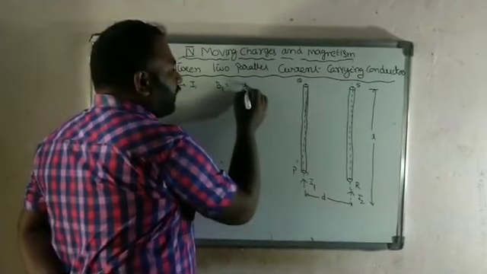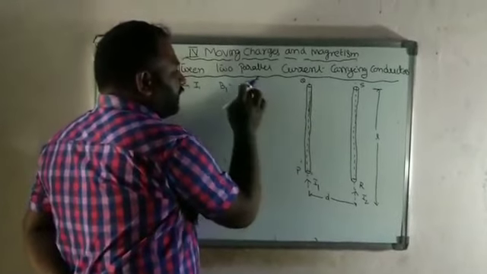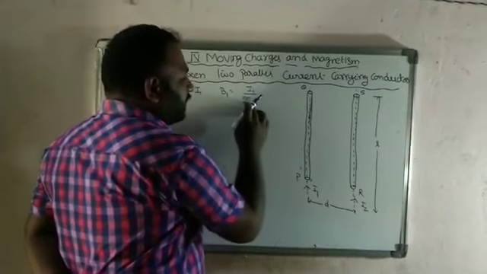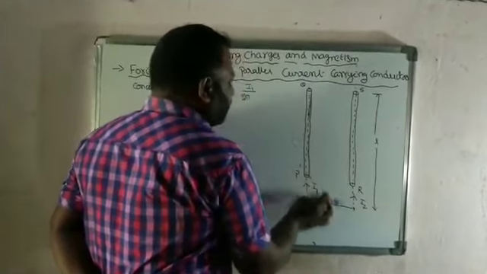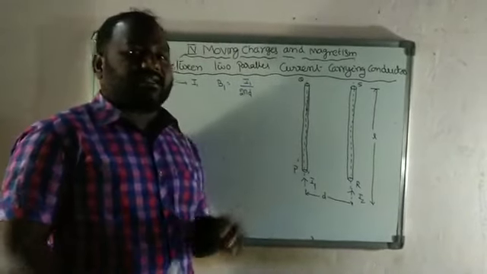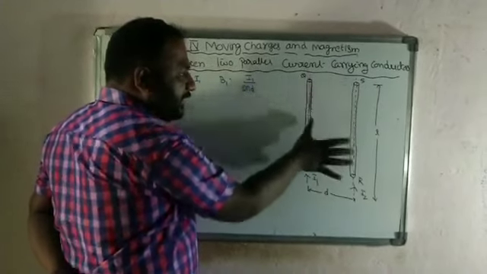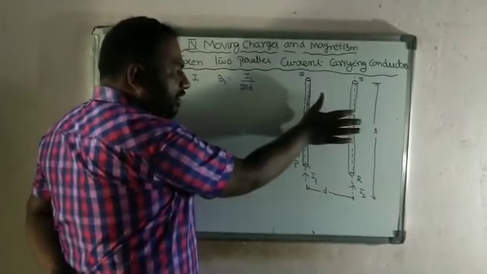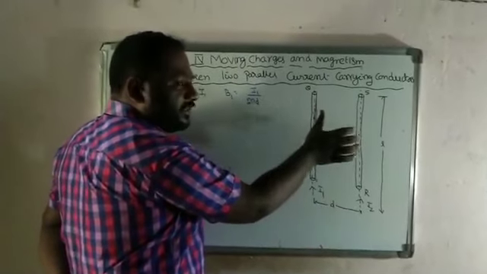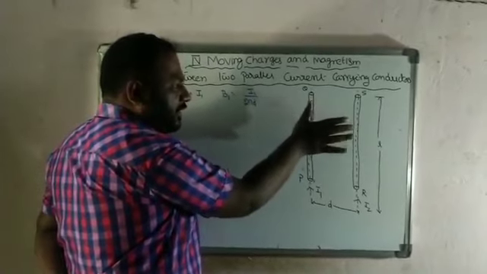B1 is equal to I1 by 2 pi d, because this magnetic field is due to conductor 1, which carries current I1, and the distance between the conductors is d. Now we observe the direction. According to the right hand thumb rule, the thumb indicates the direction of the current, and the remaining fingers indicate the direction of the magnetic field.